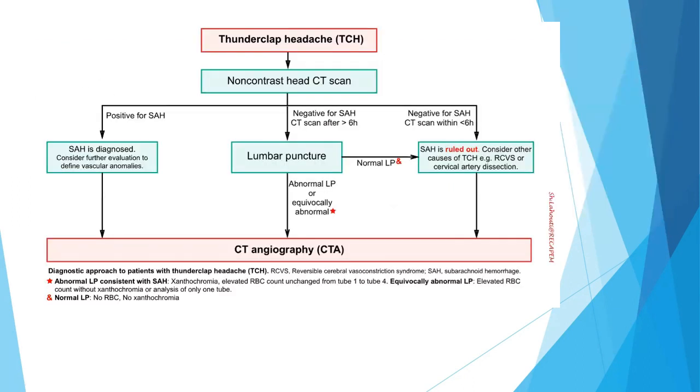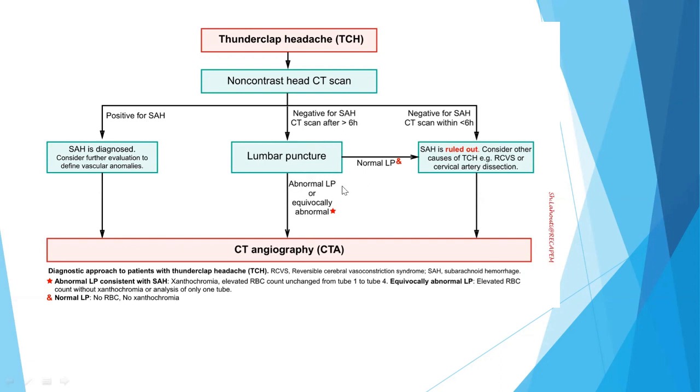Now let's talk about TCH, or thunderclap headache. Whenever the patient complains of thunderclap headache, you need to do a non-contrast head CT scan ASAP. If it's positive for subarachnoid hemorrhage, then we need to consider further evaluation to define other vascular anomalies, and for that we do a CT angiography. If it is negative for subarachnoid hemorrhage, then we again do a CT scan after more than 6 hours. And again, if it is negative, then we do a lumbar puncture.